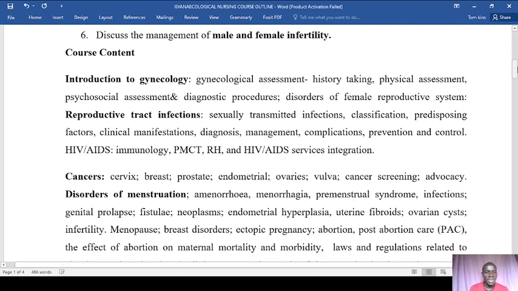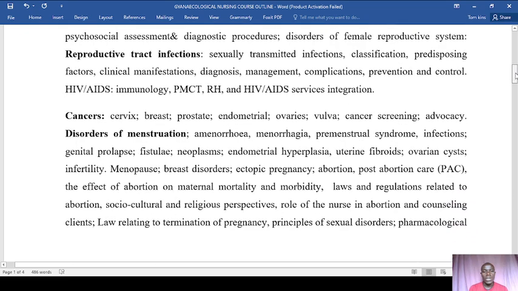In the course content, we'll start with the introduction to gynecology, where we look at gynecological assessment, both history taking, physical assessment, psychosocial assessment, diagnostic procedures, and disorders of the female reproductive system. Then we look at the reproductive tract infections, starting with the usual suspects, sexually transmitted infections: the classification, predisposing factors, clinical manifestation, diagnosis, management, complications, prevention and control. We'll also talk about HIV and AIDS, immunology, prevention of mother to child transmission, reproductive health issues, and services, so that we see the importance of integration of such services.